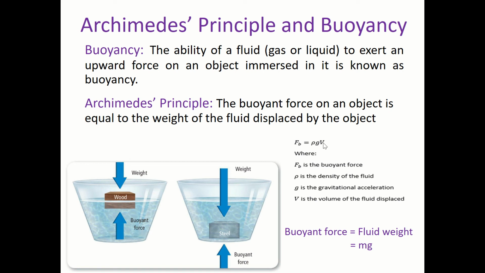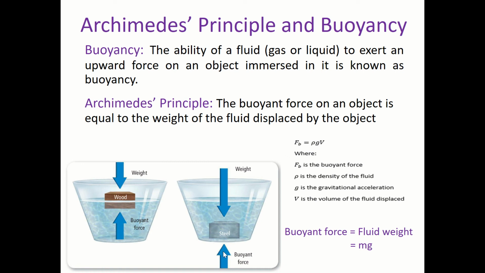Now what about the volume? Remember that the steel and the wood both have exactly the same volume, so they will both remove exactly the same amount of water, which means that the amount of water displaced is exactly the same. So that tells us that the buoyant force on the steel and on the wood is the same.